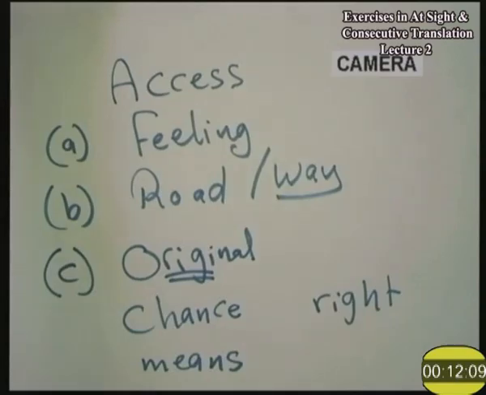Number one is a feeling, for instance, a feeling of dissatisfaction. Okay. For number B, it means a road or a way. Okay, the only access to the farmhouse was, etc. And finally, in the sentences until sentence number 12, we are dealing with a chance or a means or a right. Okay?